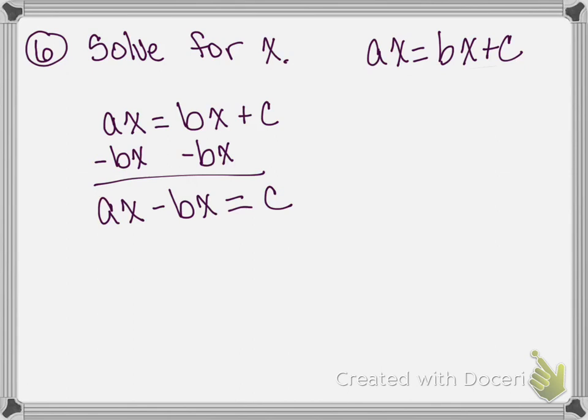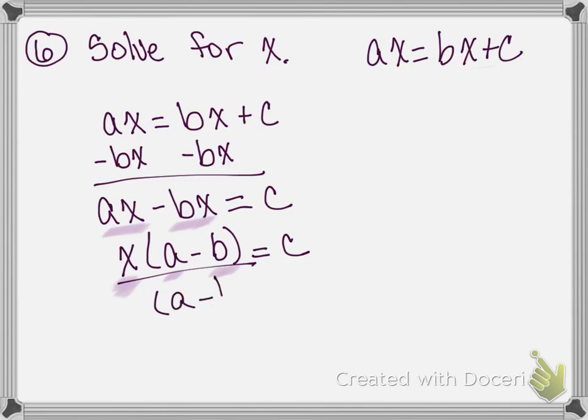And this is tricky. This is where students get confused. I have to pull out that x, and then I'm left with a minus b. That's what I'm left with, is a minus b. Because x times a gives me ax. X times b gives me minus bx. So I have factored out that x. Now I divide by a minus b.